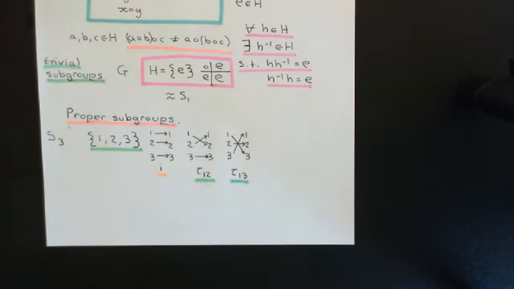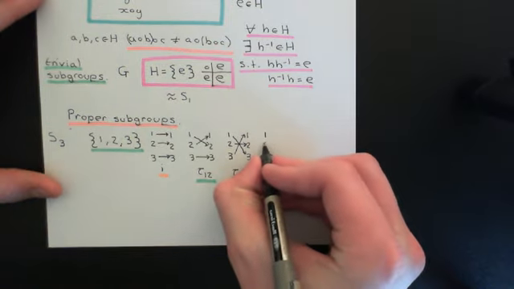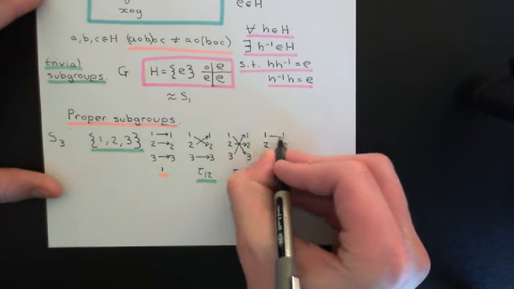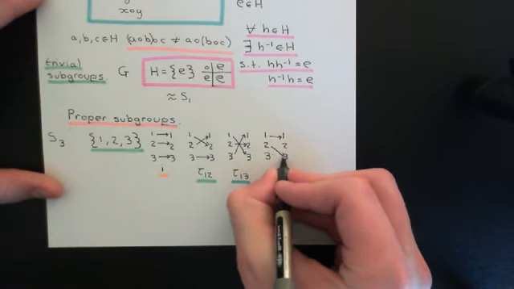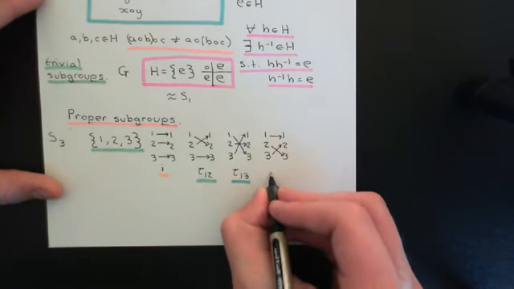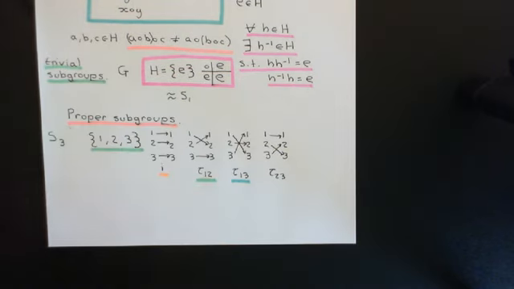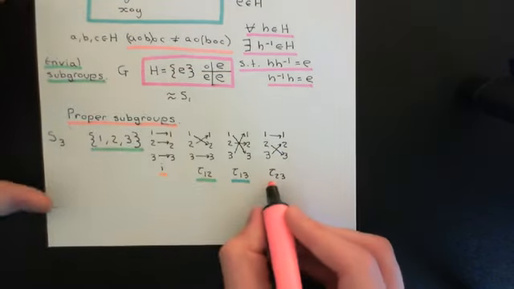Okay, and then the final transposition is where we swap 2 and 3 around and leave 1 the same. So 1 will go to 1 and 2 and 3 will get swapped around like so, and we'll call that the transposition of 2 and 3. Okay, and I'll underline that one in pink.